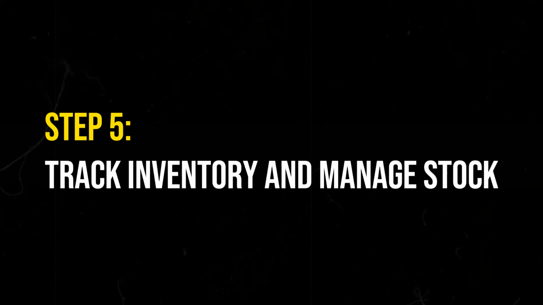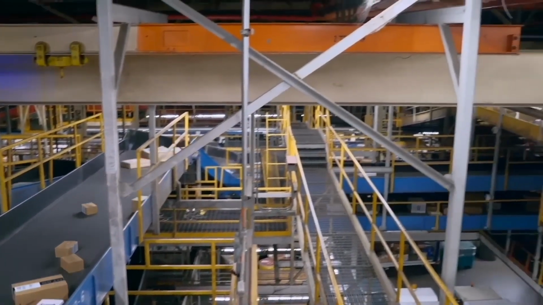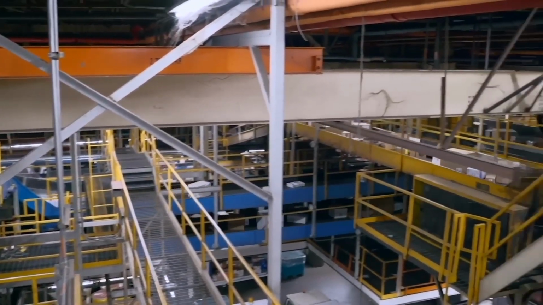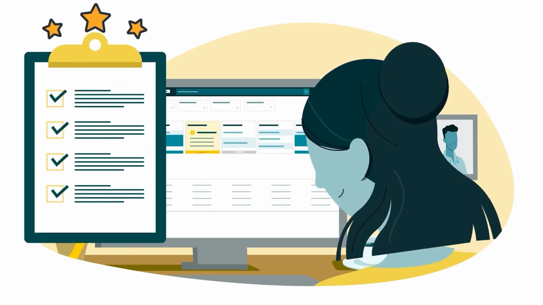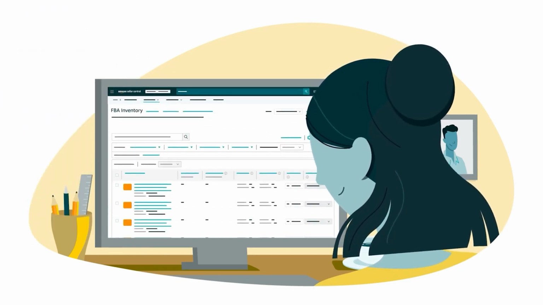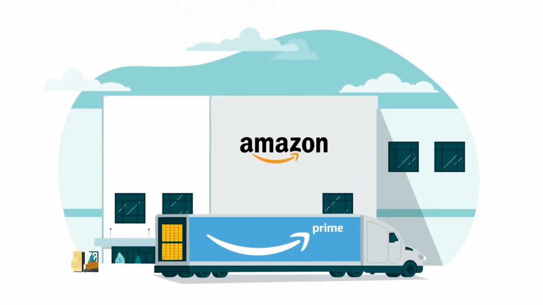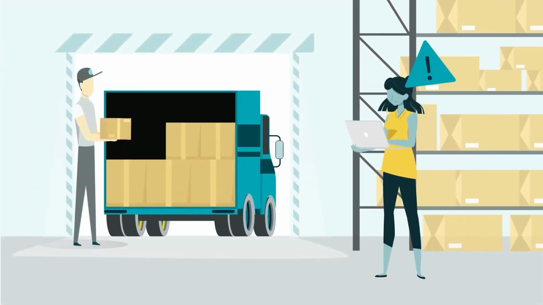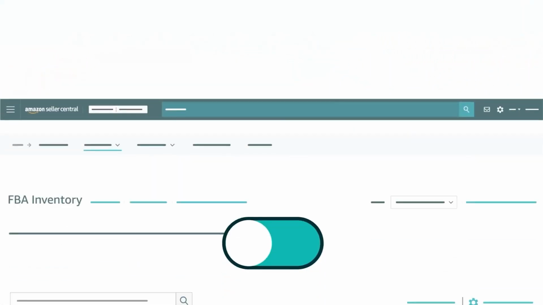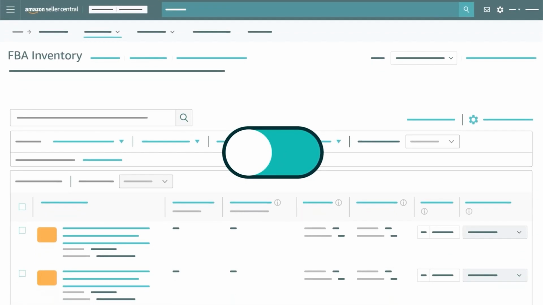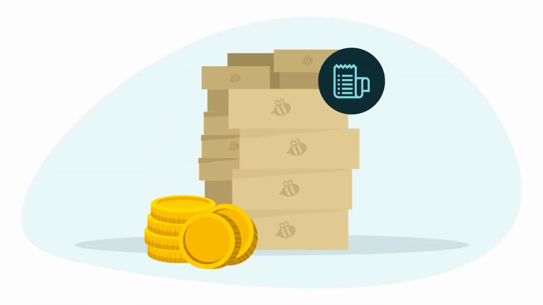Step 5. Track inventory and manage stock. Managing your inventory through FBA simplifies the process of launching and expanding your business. It's crucial to maintain vigilance over your inventory levels to ensure consistent product availability while minimizing long-term storage expenses. Within Seller Central, accessing the FBA inventory section allows for efficient monitoring, planning, and restocking of inventory.